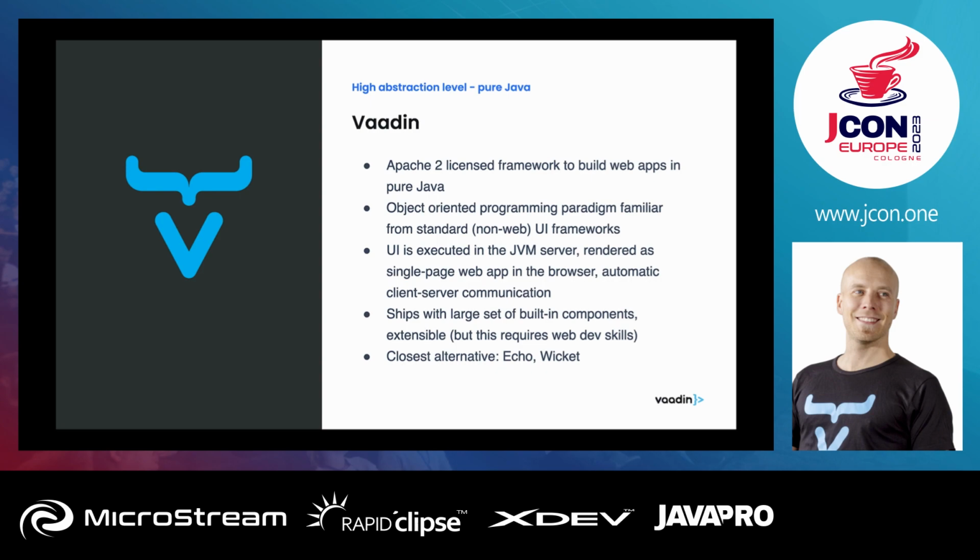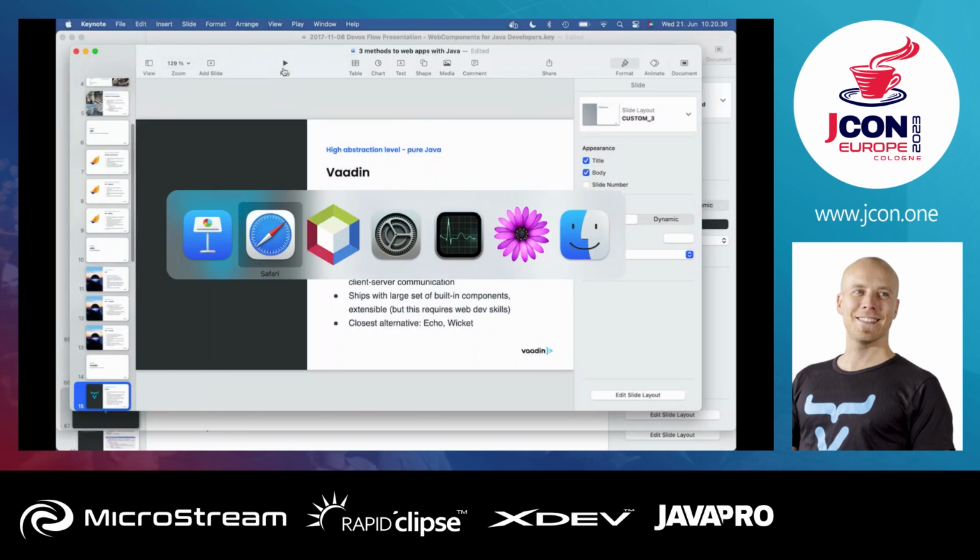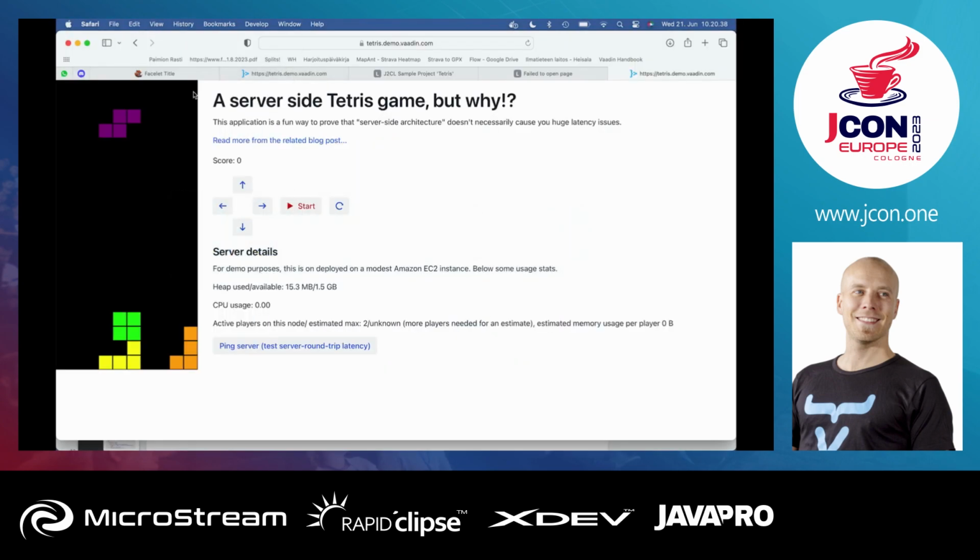So Vaadin ships with a big set of UI components, and you can extend those, but at that point you will need to go on the client side. And the difference with both J2CL and JSF is that we are still on yet another abstraction layer. So when you're developing Vaadin applications, it's pretty much the same as developing desktop applications.